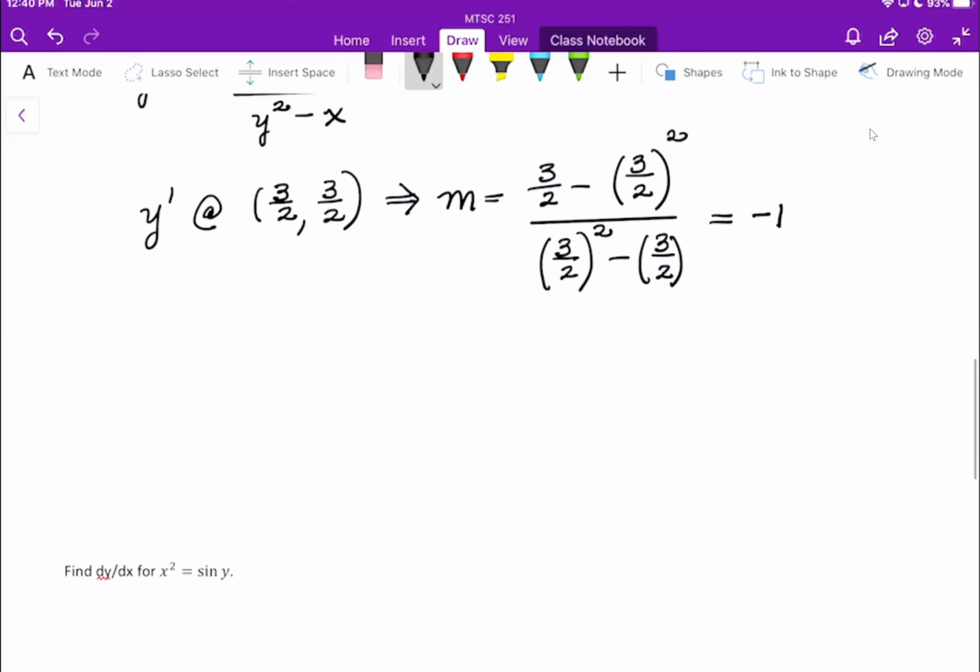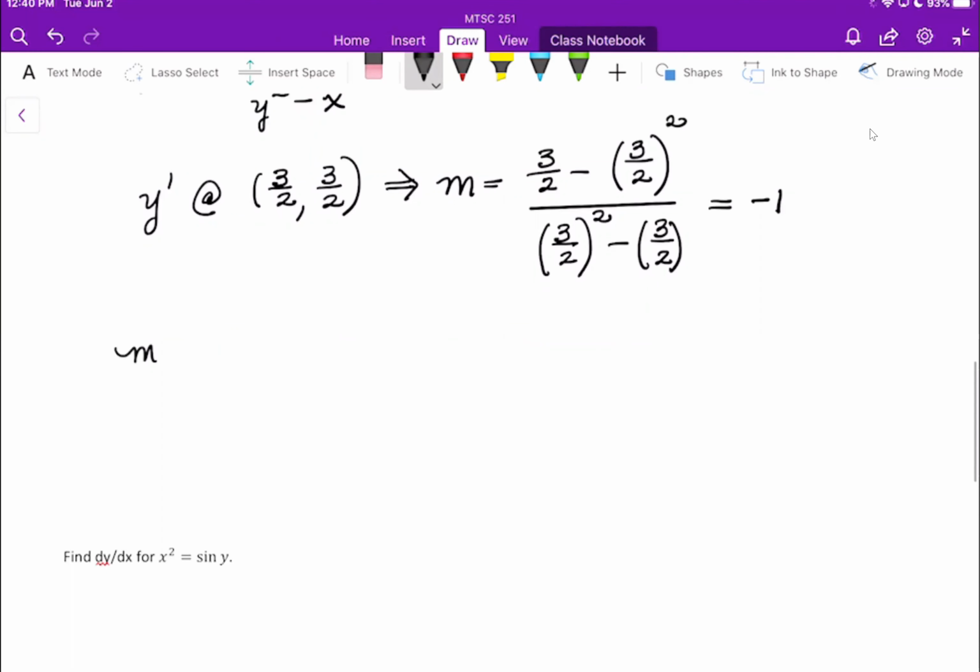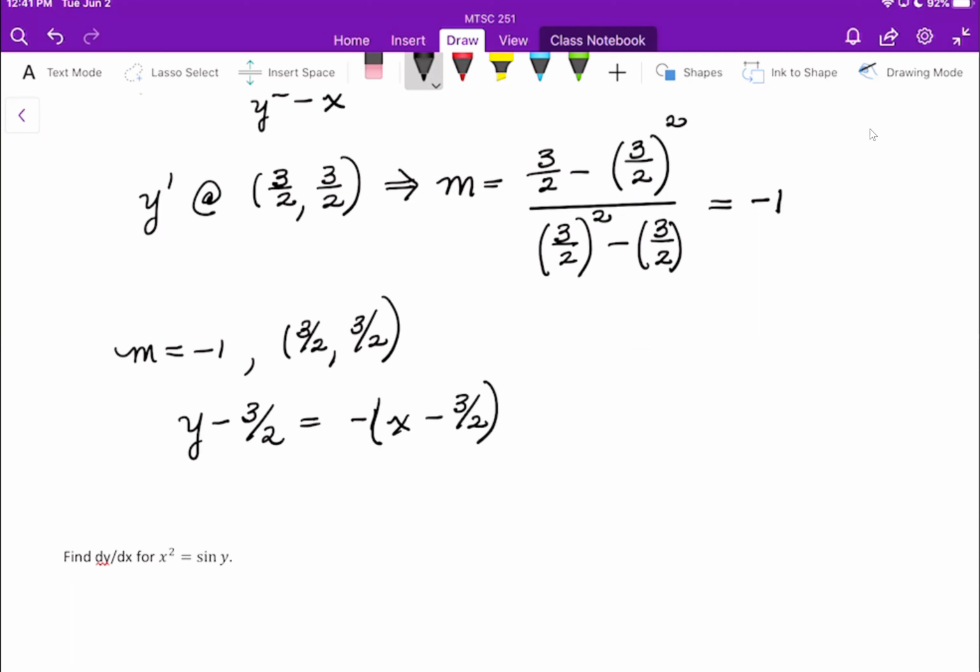So now we have slope m is -1, and we have the point 3/2, 3/2. So we can get the equation of the tangent line: y minus 3/2 is equal to -1, or negative, times x minus 3/2.